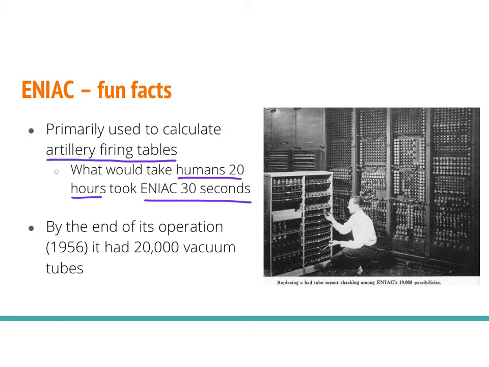The problem is that by the end of its operation in 1956, this particular computer had grown to include 20,000 vacuum tubes. And I don't know about you, but when I think about 20,000 light bulbs, they go out fairly often. And so if one of those light bulbs went out, the entire computer would not work as it was supposed to. And they would actually have to go through and find where that particular vacuum tube burnt out and replace it. So you can see how, while this was a great device and it had a lot of power, it wasn't necessarily the most efficient device.